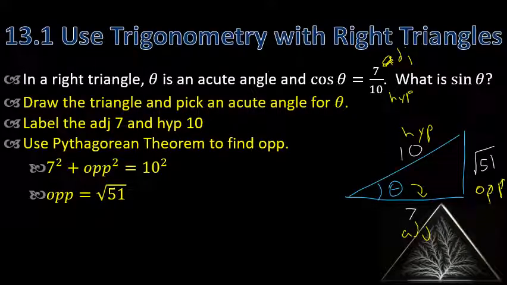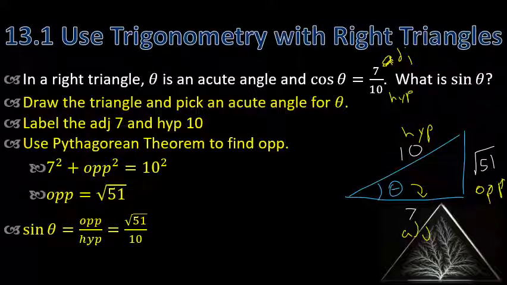So now we just need to find sine. Well, sine is opposite over hypotenuse. So that'd be square root of 51 over 10. Yes, we would like exact answers if possible. That means in radical form, not rounded decimals.